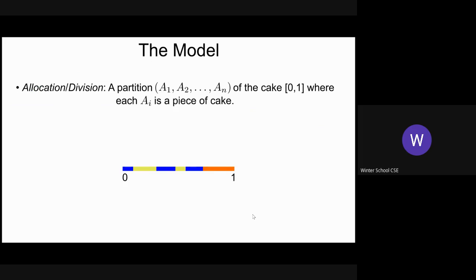Yeah, so what you want to come up with is a partition of the 0, 1 interval into pieces. So these three together constitute a blue piece. These two are the yellow piece, and this is the orange piece. And you want that pieces should not overlap. So the same part of cake should not go to multiple people, right? And you end up using the entire 0, 1. There's no wastage.